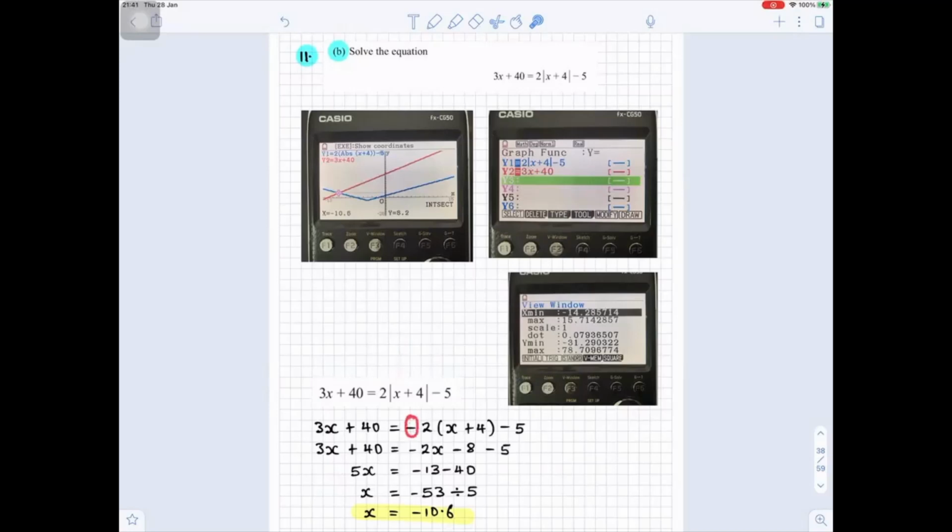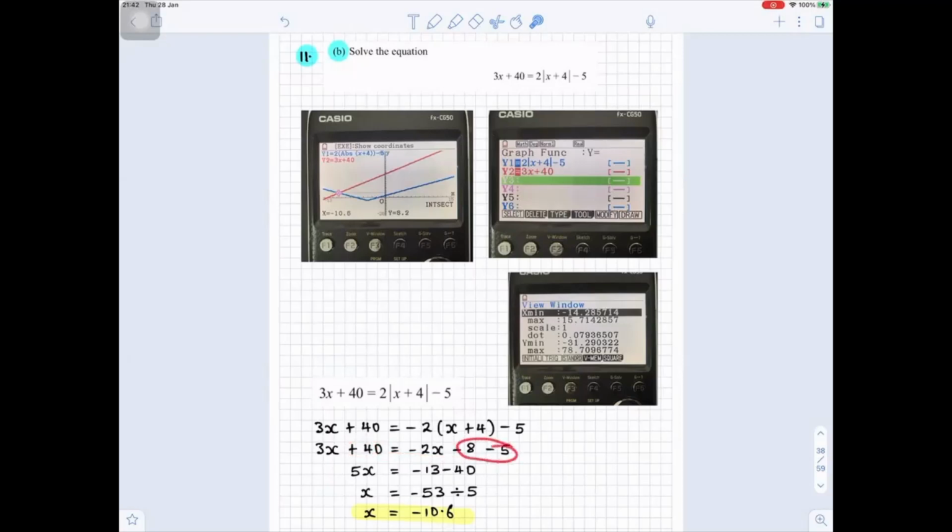You will use the minus version first. So you put minus in front of the 2, bracket x plus 4, bracket, -5. So it will be remove the bracket. -2 times x is -2x. -2 times 4 is -8, and then -5. So -2x goes to the left. It becomes +2x. So 3x plus 2x gives you 5x.